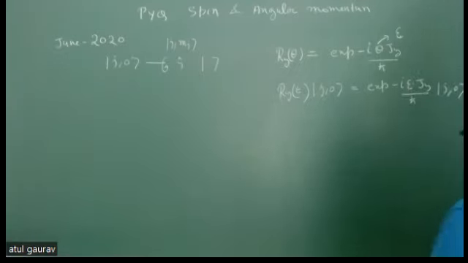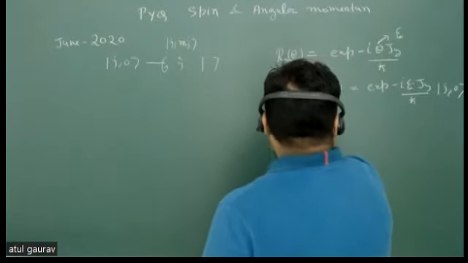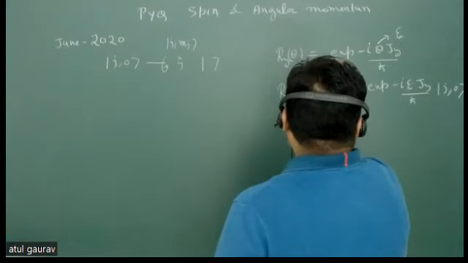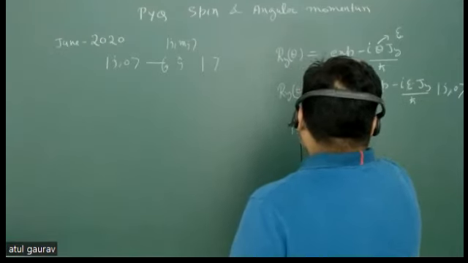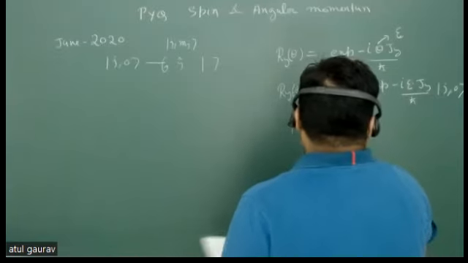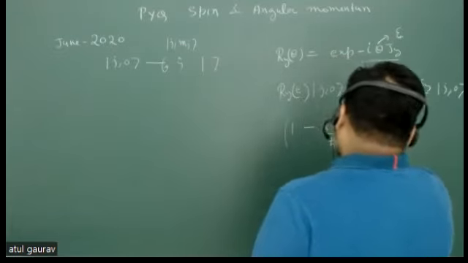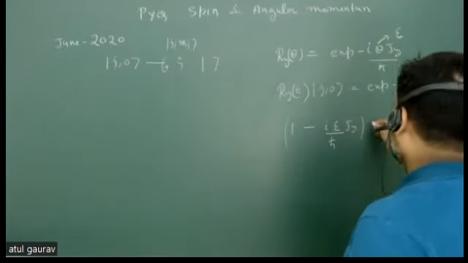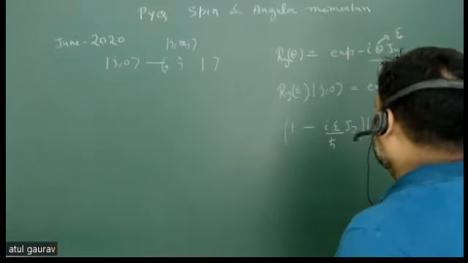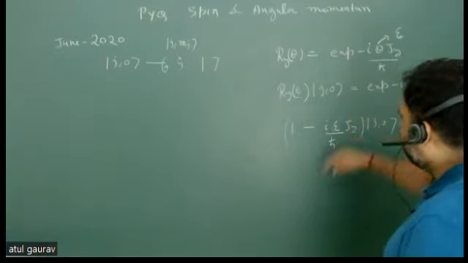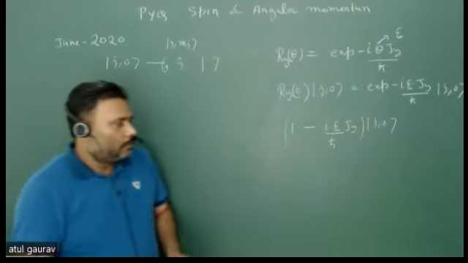We can go for the Taylor expansion. So what is this value? This value is 1 minus i epsilon by h-bar times Jy, and we are just talking about the first order approximation, acting on |j, 0>. Now this thing we have to calculate. I can write Jy as (J plus minus J minus) by 2i, isn't it?